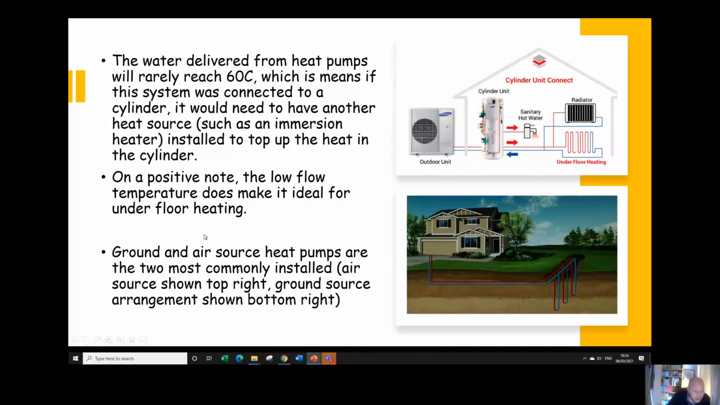Okay, ground and air source heat pumps are two of the most commonly installed, and you can kind of see an example here. You see up the top here we've got an air source heat pump. The air would sort of flow through that, and there'll be heat exchangers in there. And then this bottom one here shows a ground source heat pump where the water is being absorbed from the ground.